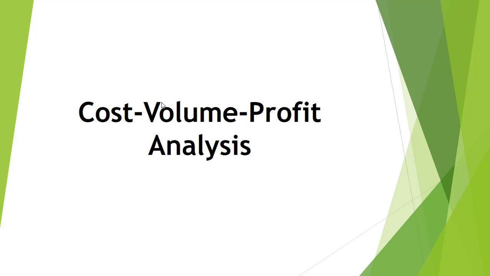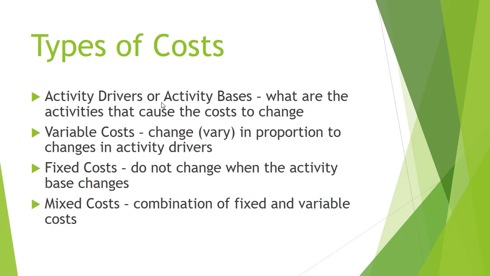So there are some different analyses we can run, and we can hopefully come up with the best, most profitable volume and cost scheme. So when we're looking at cost, volume, profit analysis, we're going to be looking at the costs to try and figure out what type of volume we need to have to get the best cost to drive the best profit. So to do that, we have to figure out what the activity drivers or the activity bases are. What are the activities that cause the cost to change?